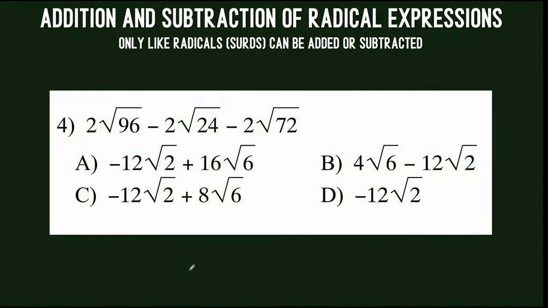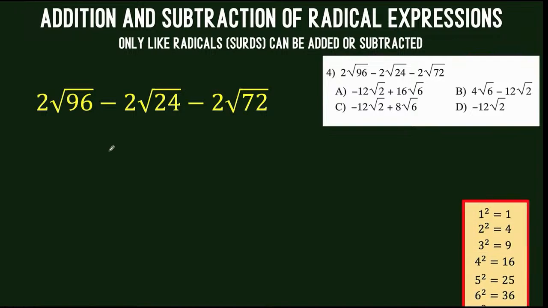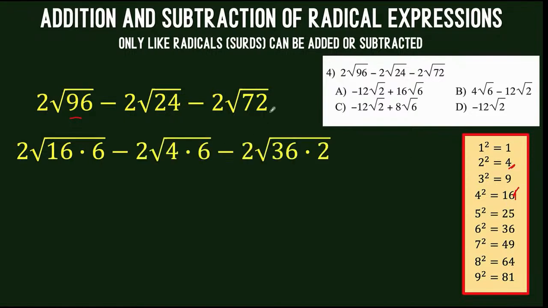Another example, this time we have 3 terms. 2 square root of 96 minus 2 square root of 24 minus 2 square root of 72. One technique of simplifying this is by using the list of perfect squares. You want to write this 96 in such a way that one of the factors would be any of these perfect squares. You want the highest possible perfect square. So in the case of 96, that is this 16 times 6. In the case of 24, that is this 4 times 6. In the case of 72, that is this 36 times 2.